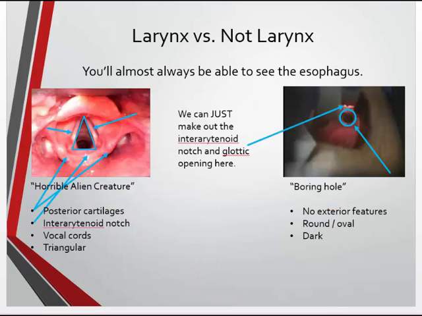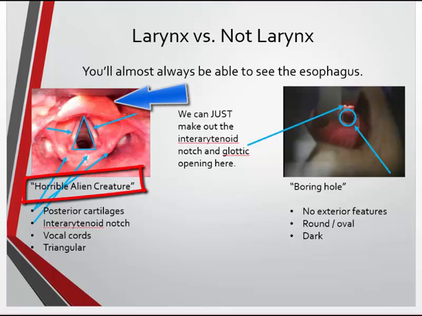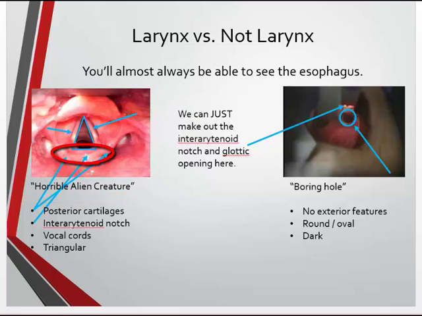This slide's a little messy on this one, so we'll do a couple things here. When you're looking for this, remember the larynx looks like the horrible alien creature. So here's your epiglottis. Remember, it's triangular. Your vocal cords are very, very obvious here. These are your posterior cartilages, the notch. It's a triangular shape there. So if you see this, there's no question where you're at.